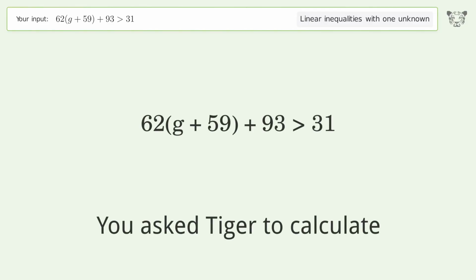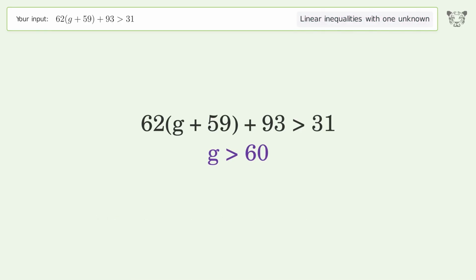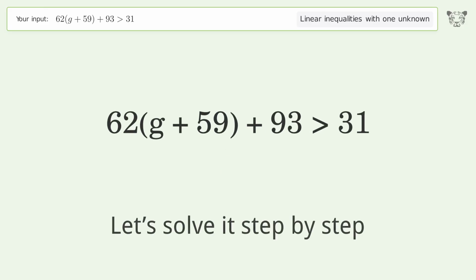You ask Tiger to calculate. This deals with linear inequalities with one unknown. The final result is g greater than -60. Let's solve it step by step.